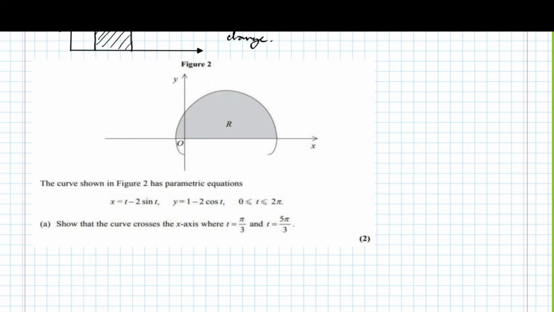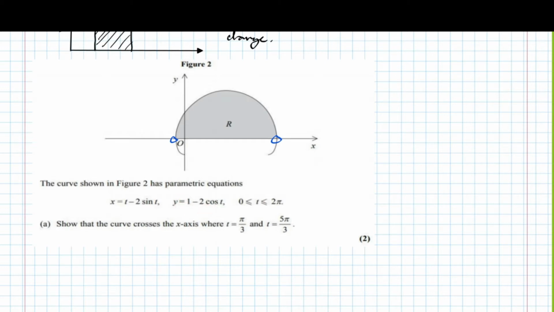So the curve shown in figure 2 has parametric equations x equals t minus 2 sine t and y equals 1 minus 2 cos t, where t is between 0 and 2 pi. Show that the curve crosses the x-axis where t equals pi over 3 and t equals 5 pi over 3. So the curve crosses the x-axis when y equals 0, there and there. Again, hope I'm not patronising you by telling you that, but it becomes much easier when you just think y equals 0.